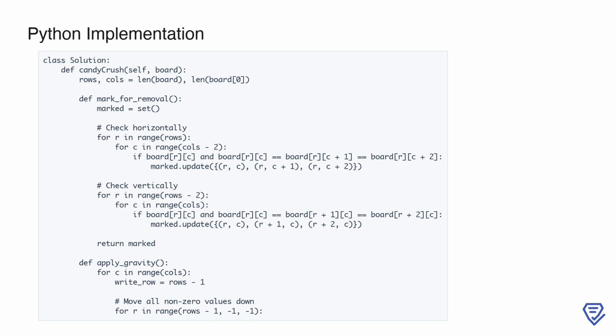Here, we start by defining the candy crush function within a class called Solution. The input, board, represents the game board as a 2D list. We first calculate the number of rows and columns in the board for easier access later.